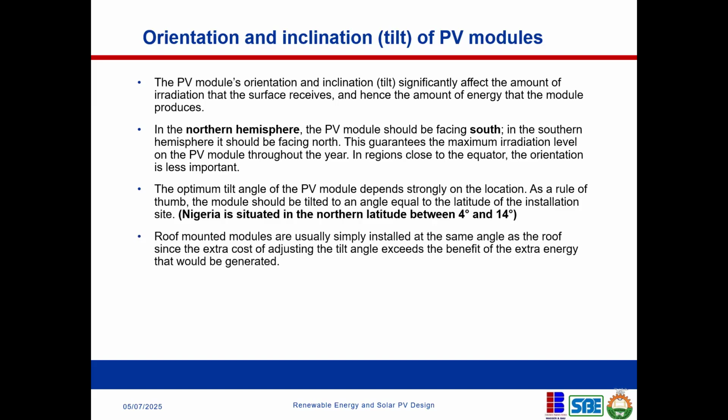Now, roof-mounted PV modules are usually simply installed at the same angle as the roof, since the extra cost of adjusting the tilt angle exceeds the benefit of the extra energy that will be generated. So if you're doing an installation on a roof, and the roof already has a tilt angle, you cannot tell the owner of the house that you can't change his roof because it does not conform to the tilt angle of the solar panel you want to install. You just simply have to install it on the roof, okay?